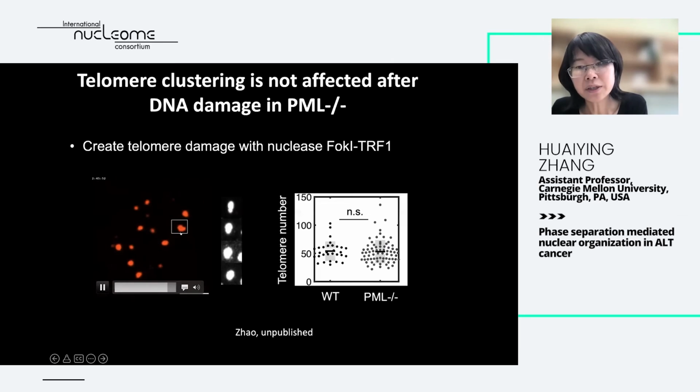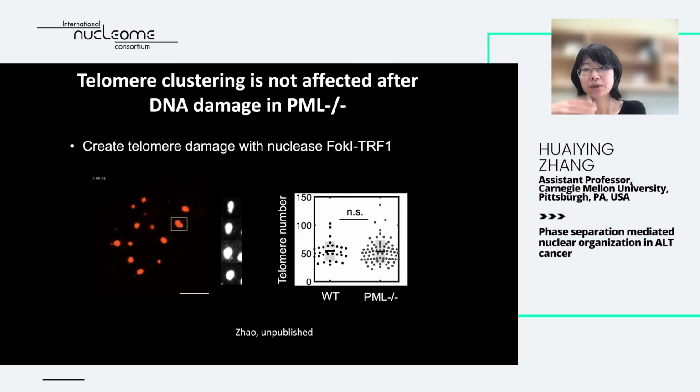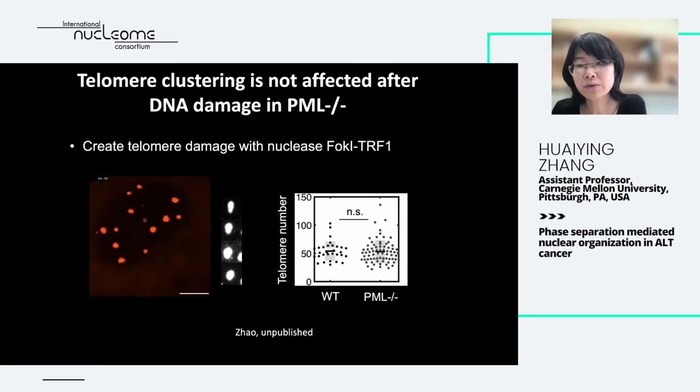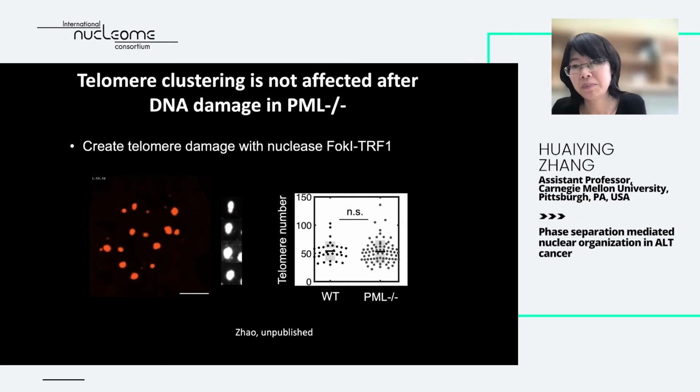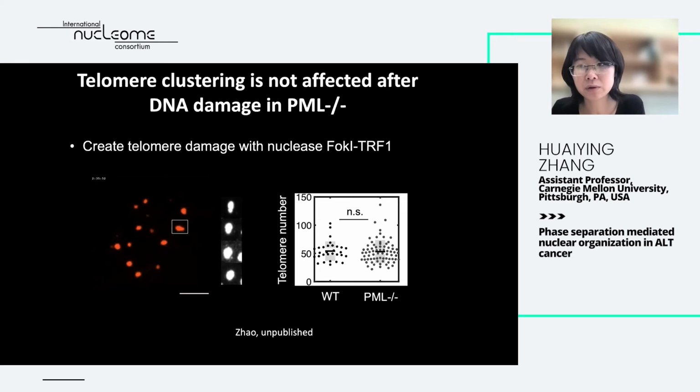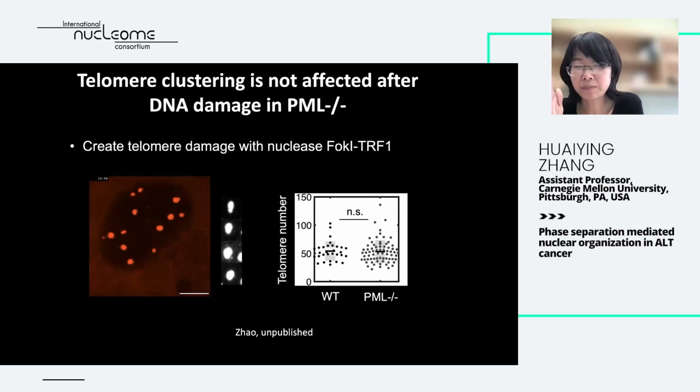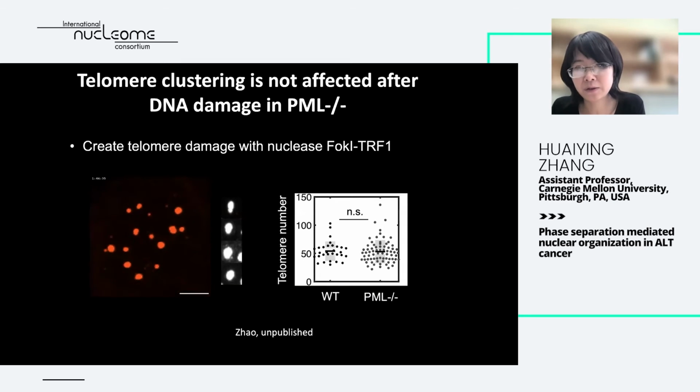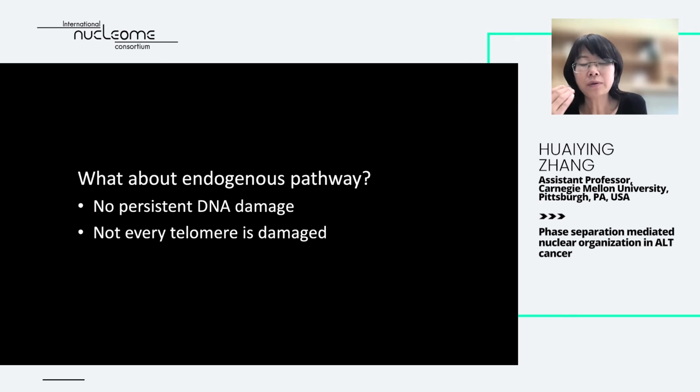And if we quantify the number of telomeres, which reflects the degree of clustering, we don't see a huge difference between the wild type and the PML knockout cells, indicating that PML doesn't play a significant role in this case. But we're using FokI fused to a telomere binding protein that is constantly cutting the telomere DNA and generating a DNA damage response on every telomere. We wonder, is this true for the endogenous pathway, where we don't have this persistent DNA damage and not every telomere is damaged, so they have to find each other and fuse?